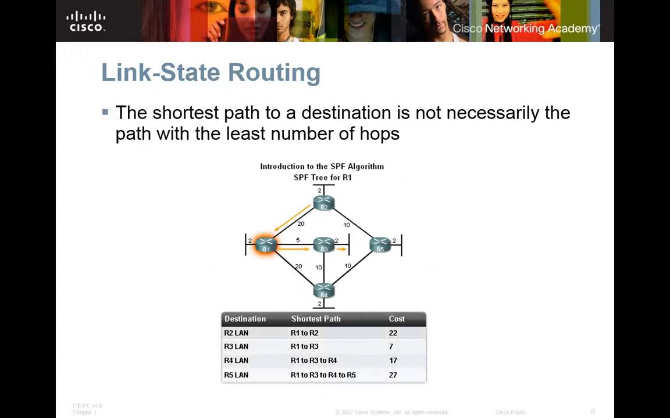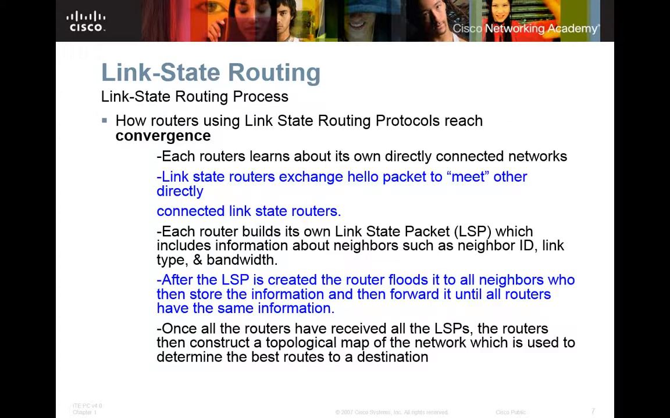All right. You're going to take the shortest path to the destination that is not necessarily the path with the least number of hops. For example, if this had been a 2, a 2, a 10, what would that be? Not the most hops, but still the shortest path? That's how you figure it out. Okay?